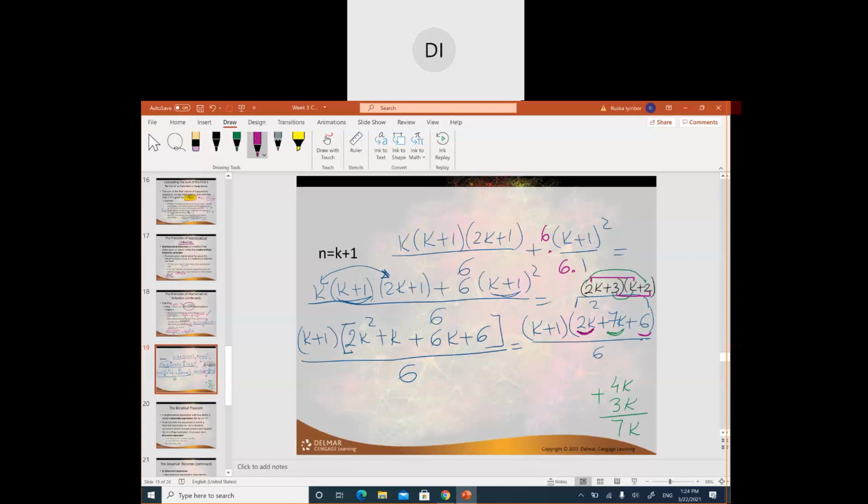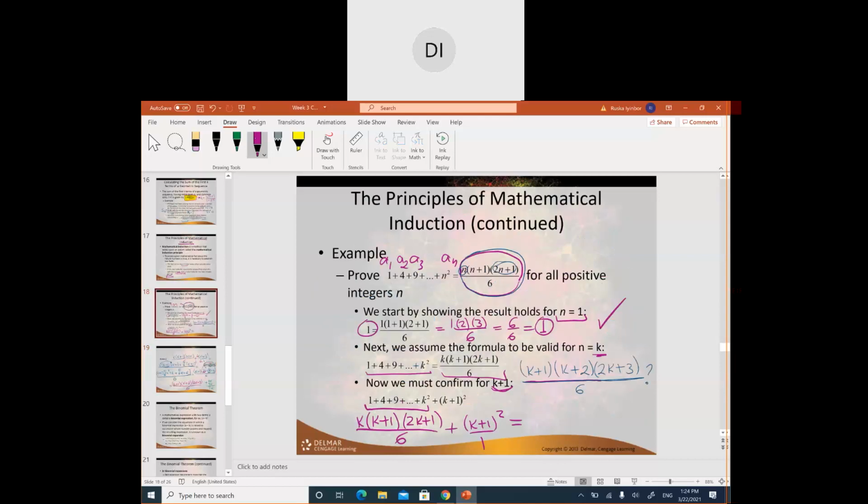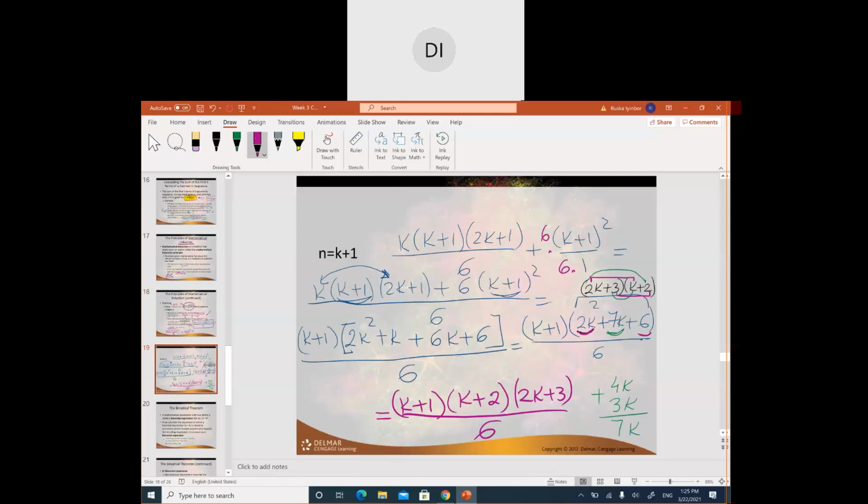So that tells me that this expression becomes k plus 1. I'm going to do k plus 2 first. And then 2k plus 3, over 6. So let's see if that's the one we have in the previous slides. k plus 1, k plus 2, 2k plus 3, over 6. Everybody see that? It's the same. Okay? So when you add them, you're going to get the same. So that, check it out.